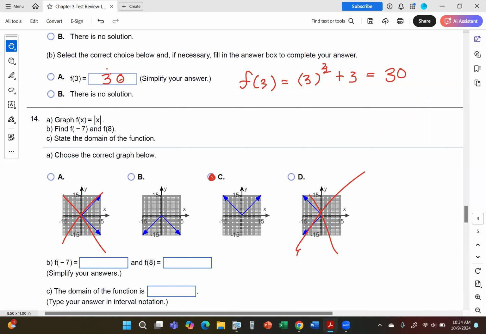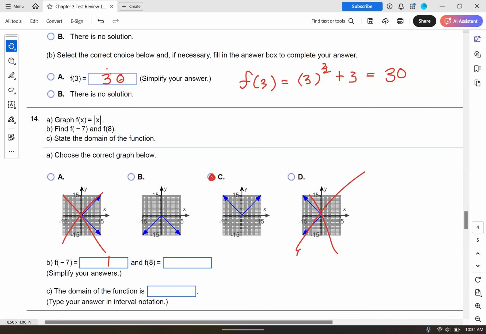And that's what turns these things over, right? Is putting that negative in front of it. Because if you think about a parabola opens down if the coefficient in front of the x squared is negative. So an absolute value will open down if there's a negative outside the absolute value bars. There is not. So it has to be C. Okay? What's f of -7? What's the absolute value of -7? 7.